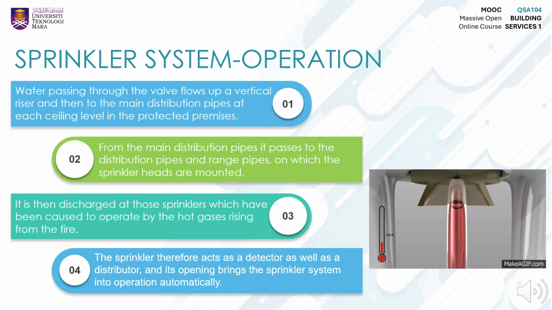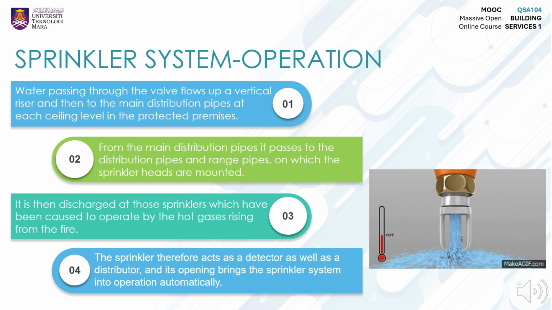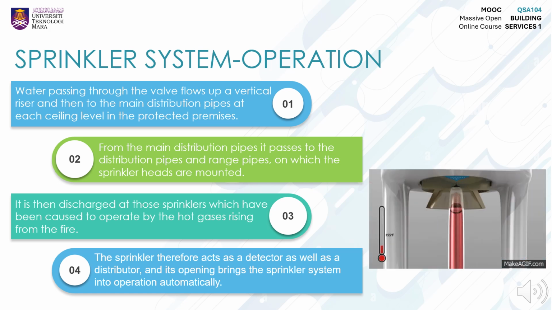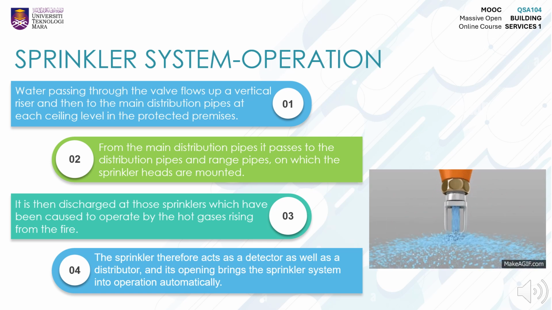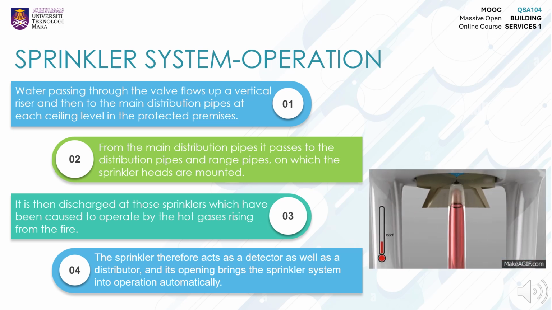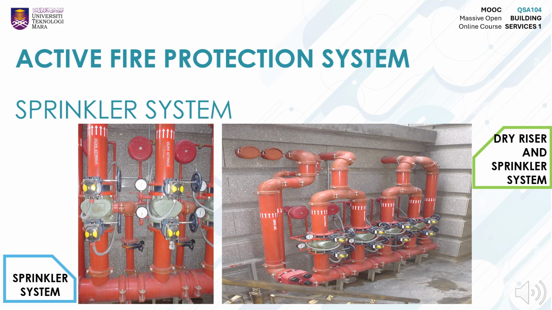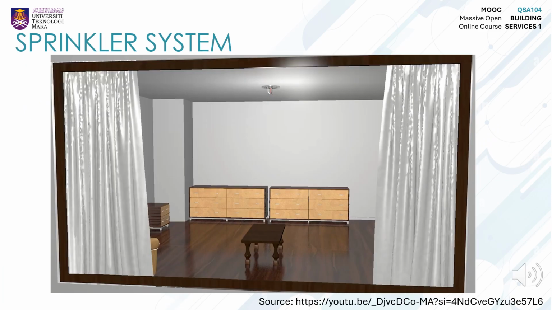The sprinkler therefore acts as a detector as well as a distributor. It becomes a detector when the bulb detects the heat and becomes the distributor when the bulb bursts. Then water will flow to extinguish the fire. This slide shows examples of piping system for the dry riser and the sprinkler system. Here's a video showing how sprinkler systems work.